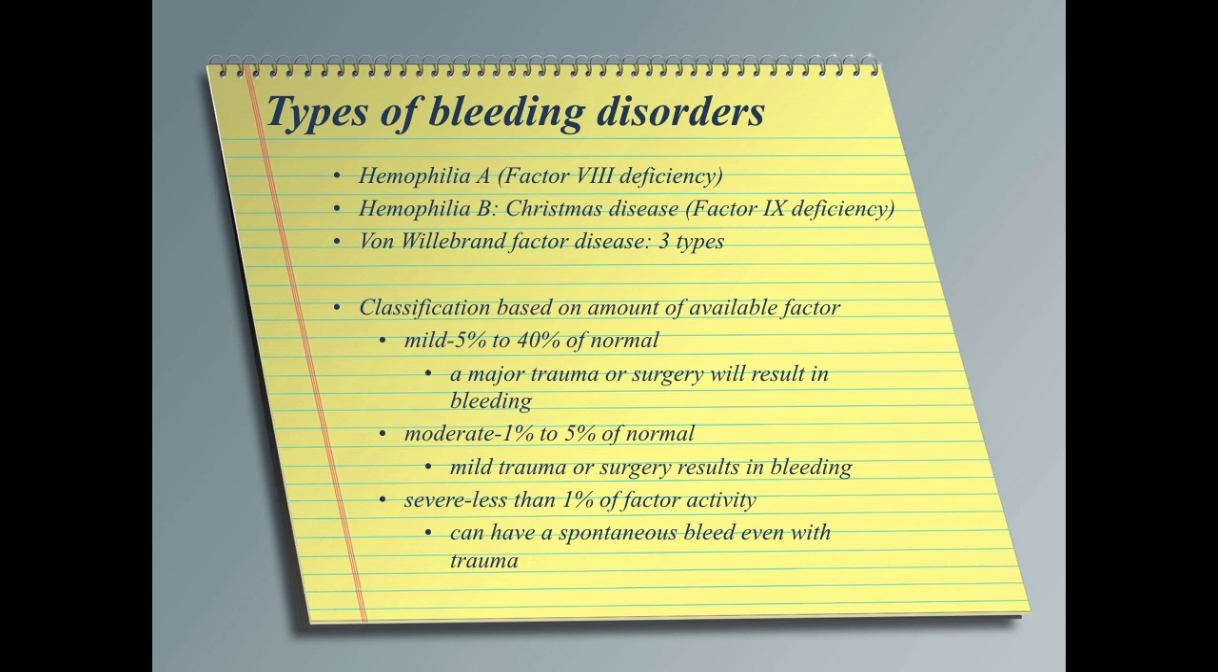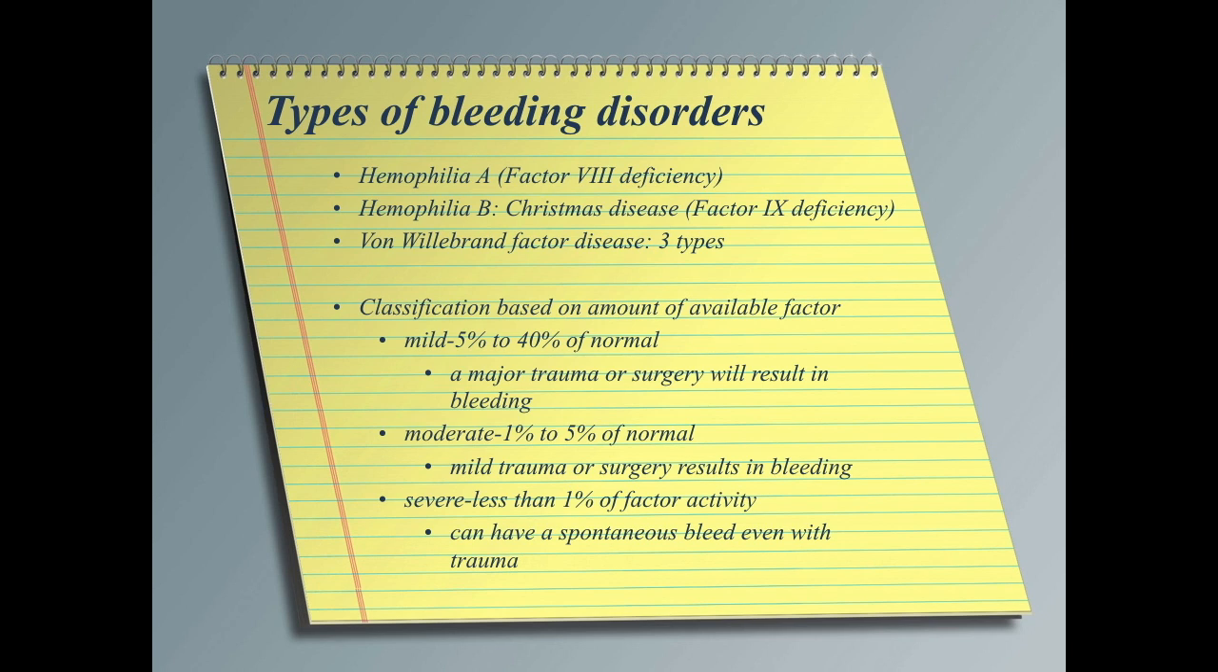So here I have broken down the three most common bleeding disorders. So once again, factor 8 is hemophilia A. Hemophilia B is also known as Christmas disease, and it's a factor 9 deficiency. And then we have von Willebrand factor disease. So they're fine with factor 8 and factor 9, but what they're missing is the von Willebrand factor.